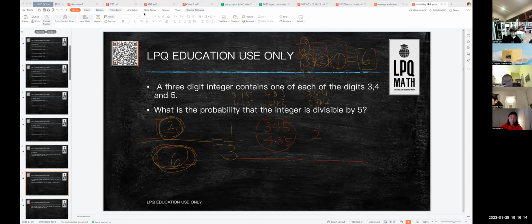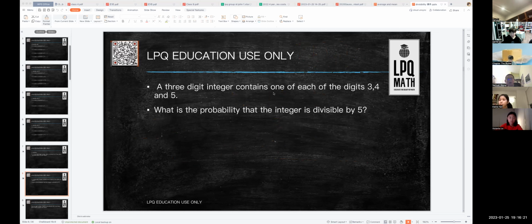Okay, so there is another possibility. Some kids say, teacher, did you say the digits cannot be repeat? Oh, I did say, one of each digit. One of each, right? Now, if I change this question so that repeating is allowed, how do we do it? If repeating is allowed, there are actually 27 different possible answers, right? It's 345, 335, and 355. So there are 27 possible. So how many numbers could be divisible by 5?